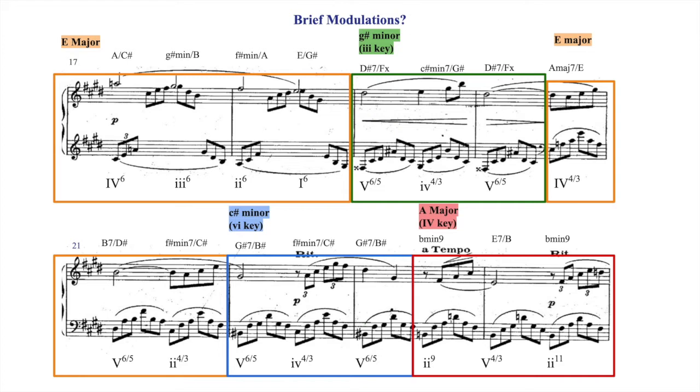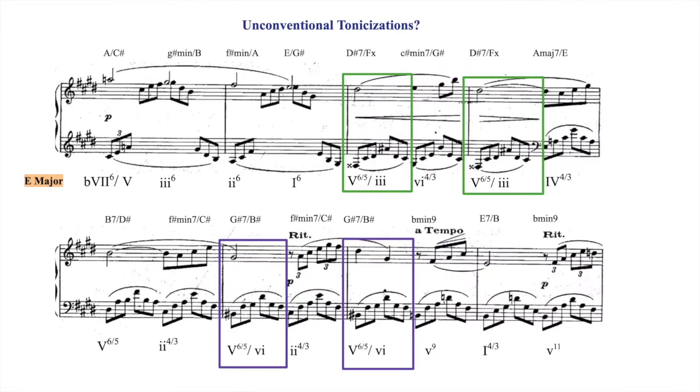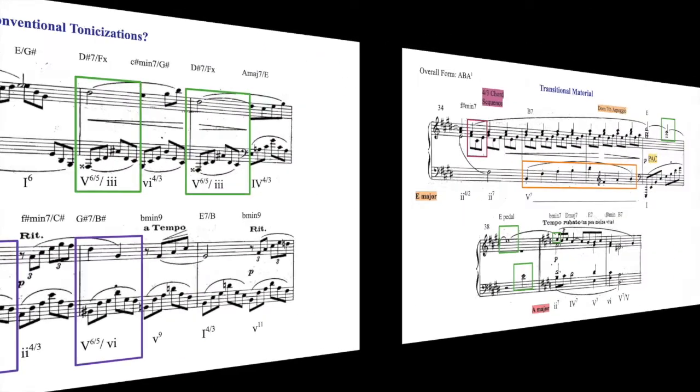This section can be analyzed in three different ways: through brief modulation to the mediant, submediant, and subdominant key areas, through chords whose traditional qualities are altered, and by means of unusual tonicizations. I am considering these three options equally, as I am still unsure which to follow. My decision will inform how to best shape the possible modulations and the centric pitch class and pitch class collections.